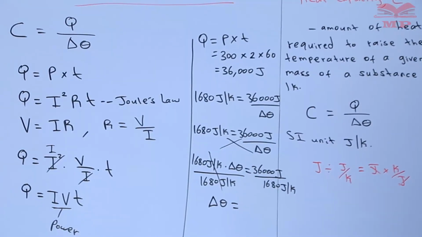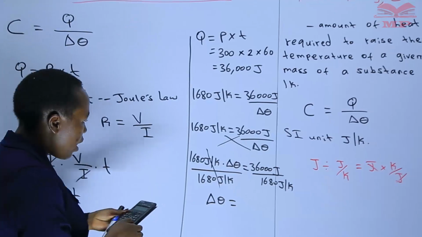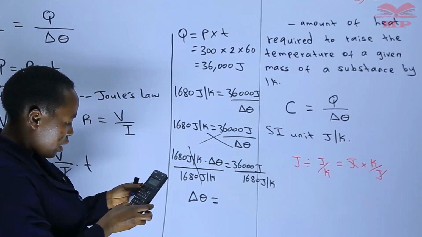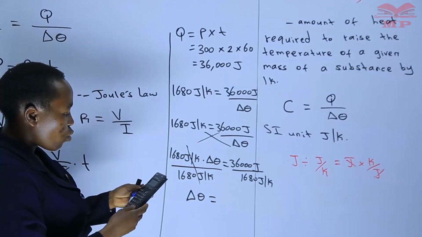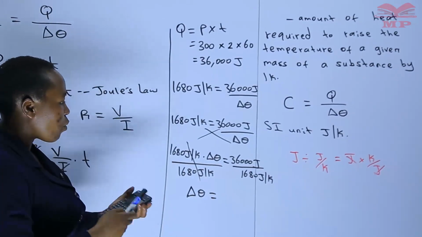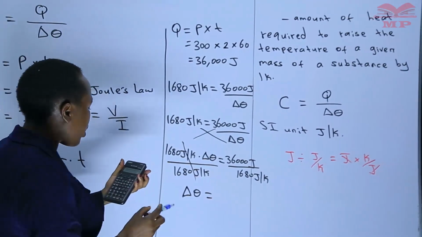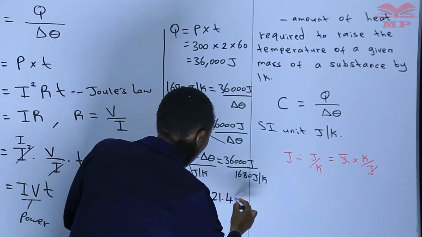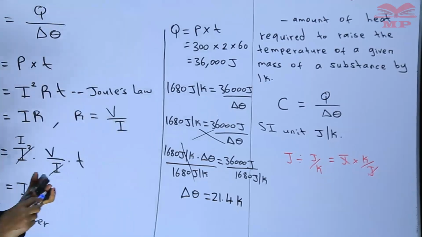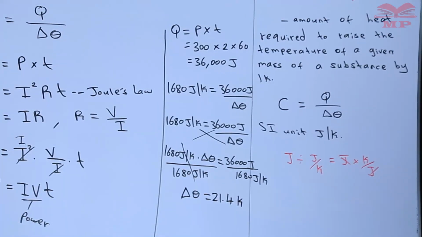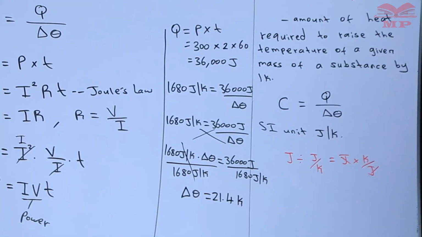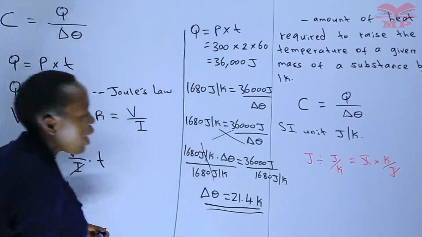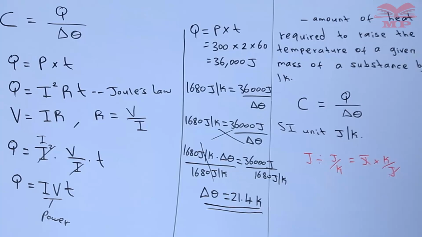So you can take your calculator and divide 36,000 by 1680 to 1 decimal place. What is the change in temperature? You end up getting 21.4 Kelvin. So that will be our change in temperature, or what we are calling the temperature rise. Hope you got the question.